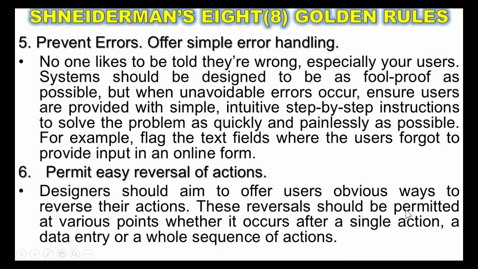Number 5. Prevent errors. Offer simple error handling. No one likes to be told they are wrong, especially your users. Systems should be designed to be as foolproof as possible. But when unavoidable errors occur, ensure users are provided with simple, intuitive, step-by-step instructions to solve the problem as quickly and painlessly as possible. For example, flag the text fields or text box where the users forgot to provide an input in an online form.